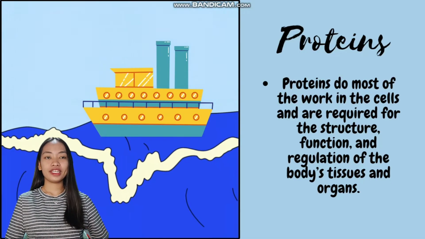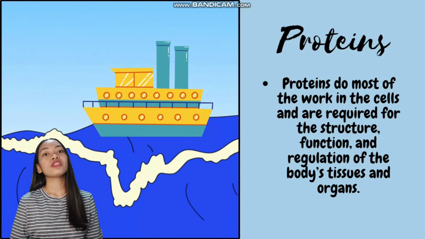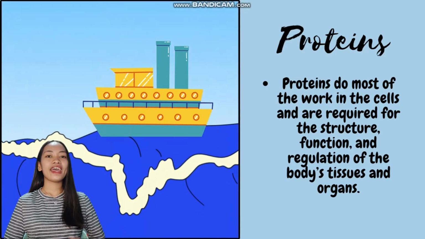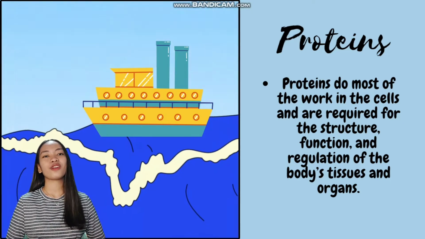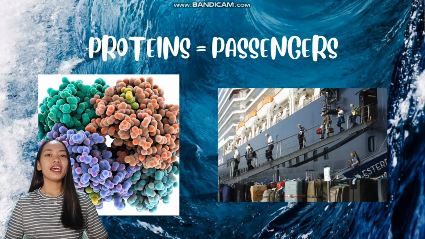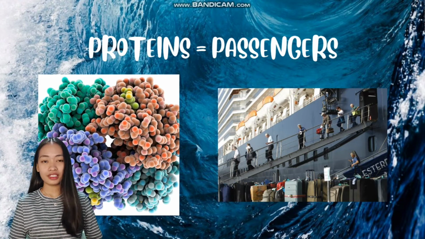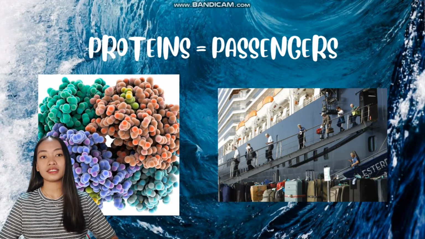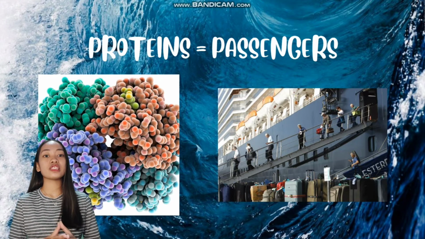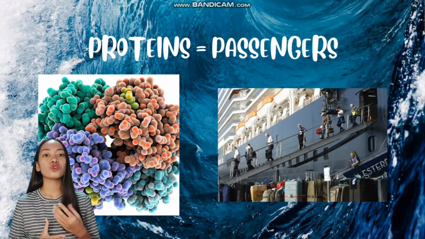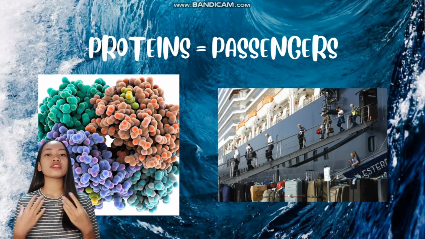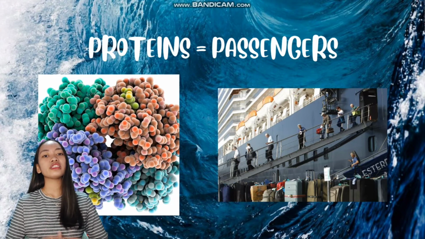So next is the proteins. Proteins do most of the work in the cells and are required for the structure, functions, and regulation of the body's tissues and organs. So the proteins of the cruise ship would be the passengers. The passengers would be the proteins because that is the goal of the cruise ship's gas tank, to provide proteins or the passengers. Because what else is the essence of a cruise ship if it has no passengers?